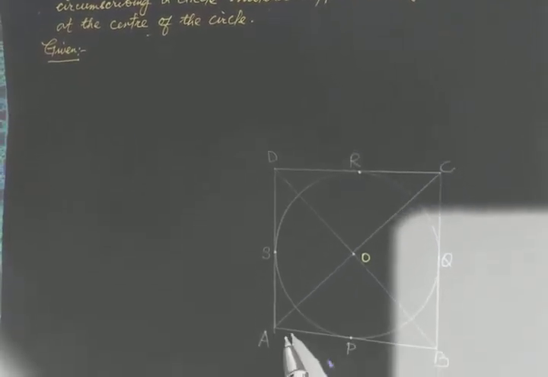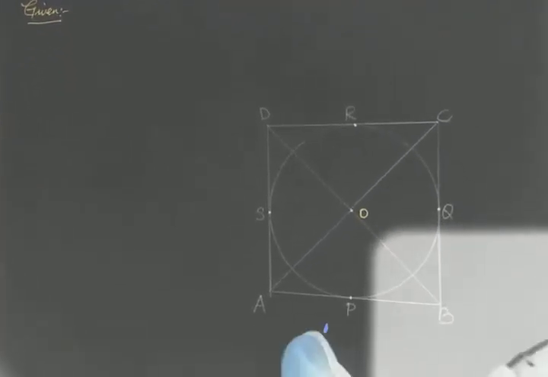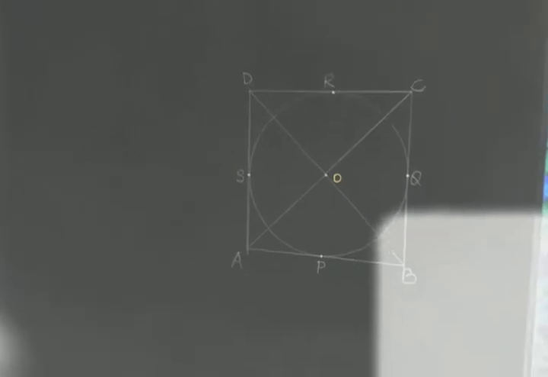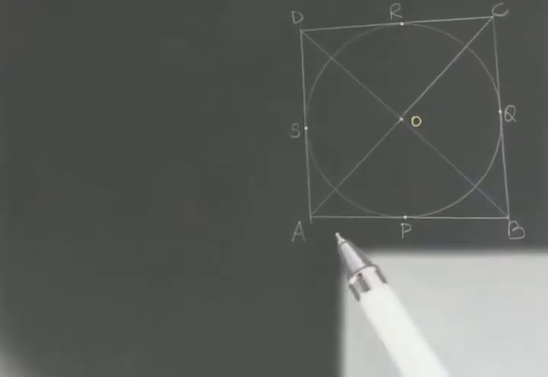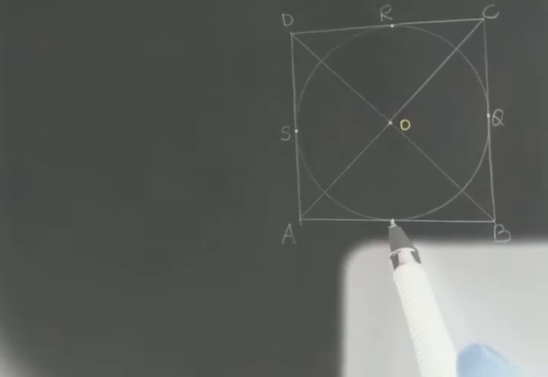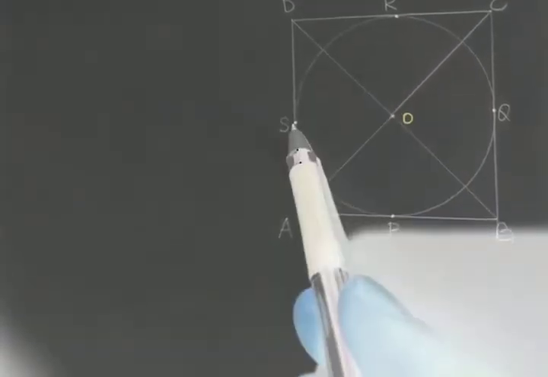So here in the figure we have a quadrilateral ABCD circumscribing a circle with center O, where the circle touches the sides at P, Q, R and S.